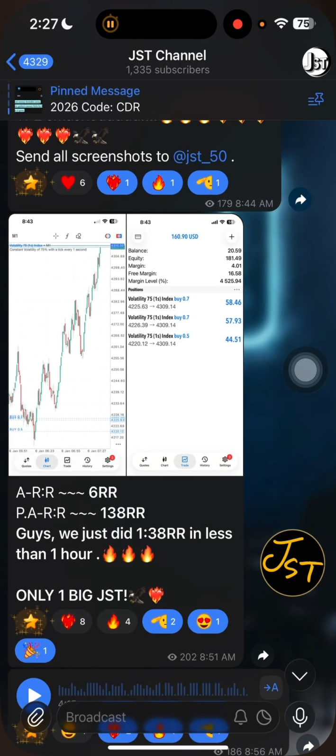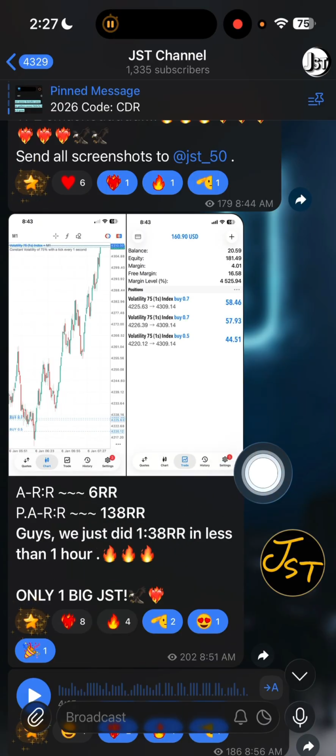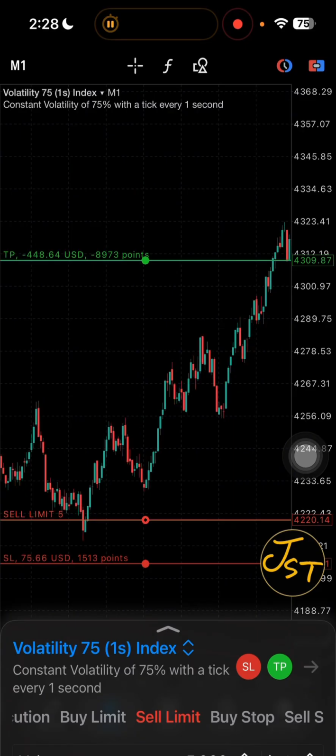Now to explain what this RR and PA RR mean: first of all, RR is risk to reward ratio. Then PA RR is the post analysis risk to reward ratio. When I say that, I mean if we're sticking to the SL that I gave you guys, like the SL for VIX 751S is 1,500 points. PA means post analysis, so after the trade has played out, I will go and check how sniper our trade was.